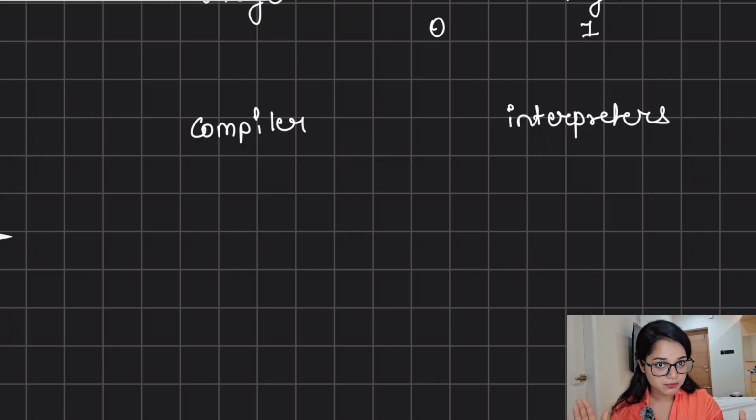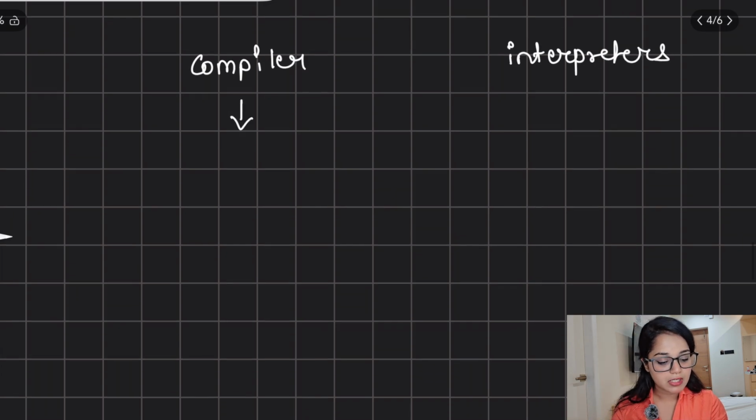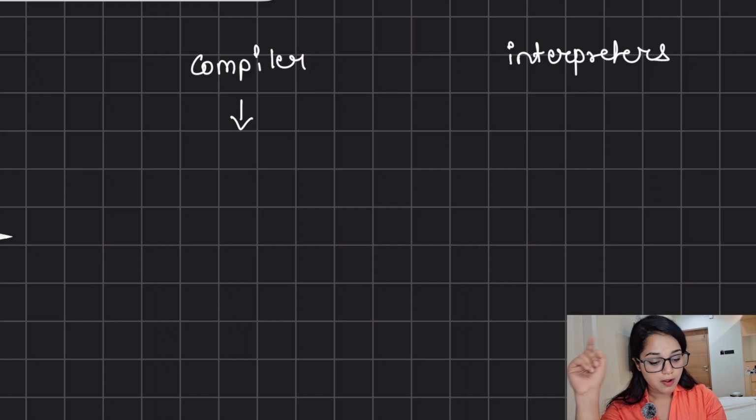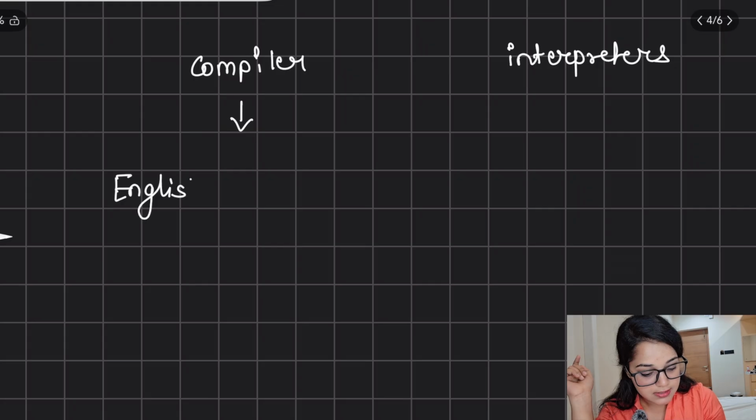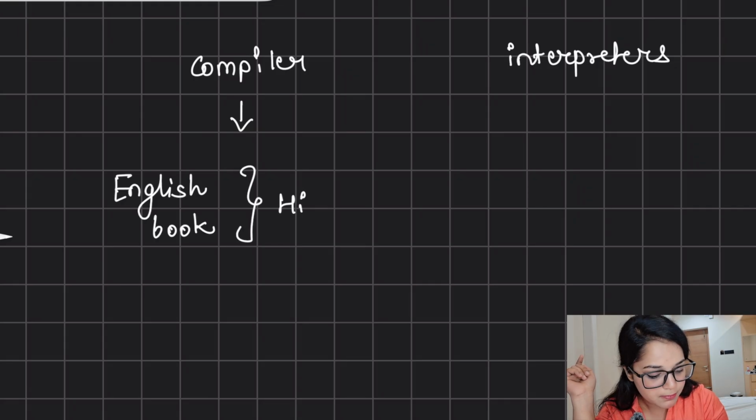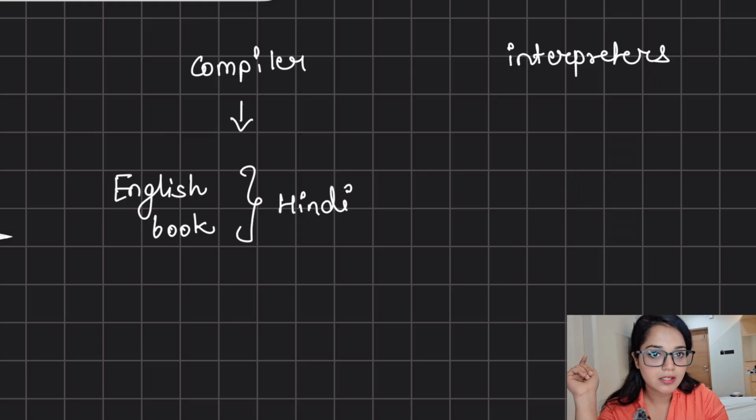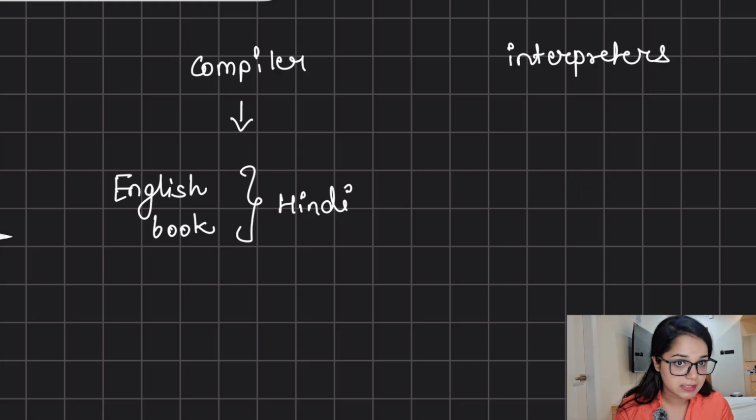Now there are two types of translators which we have. We have compilers and we have interpreters. Think of a compiler like, I'll give you a real life example. I'm giving you an English book and I'm asking you to translate this English book into Hindi. So if the entire English book is given to you, it should be translated to Hindi at once, right? Yes. The entire book should be translated to Hindi, then only am I going to consider it.